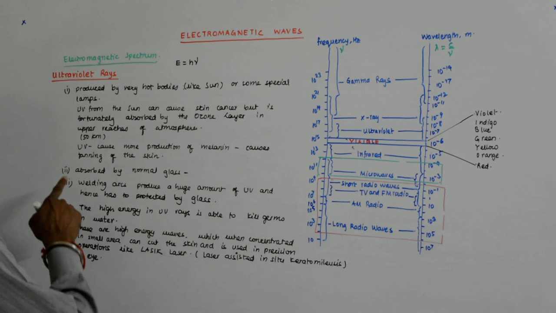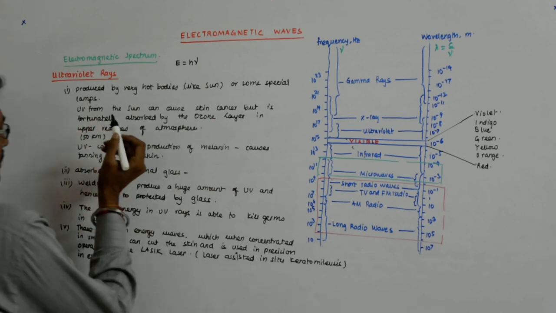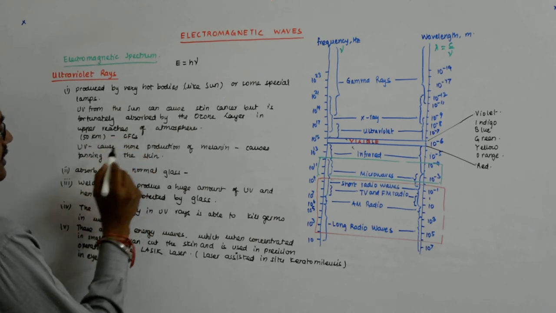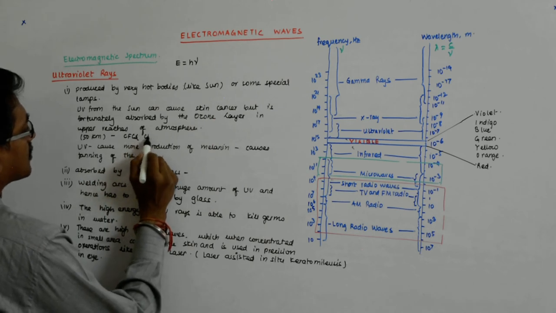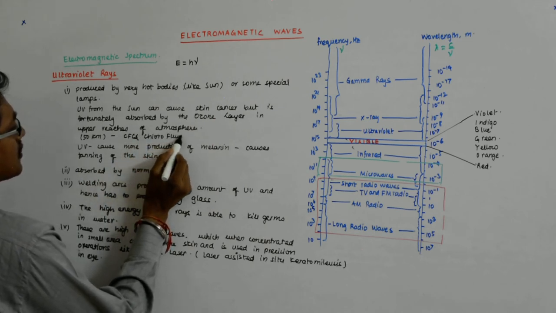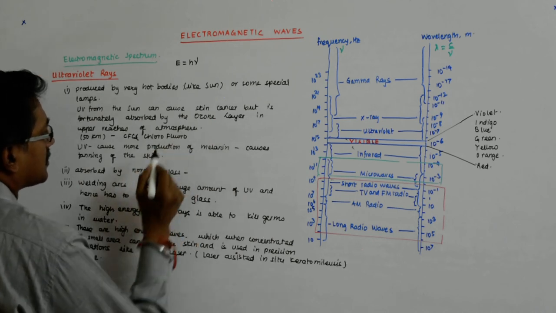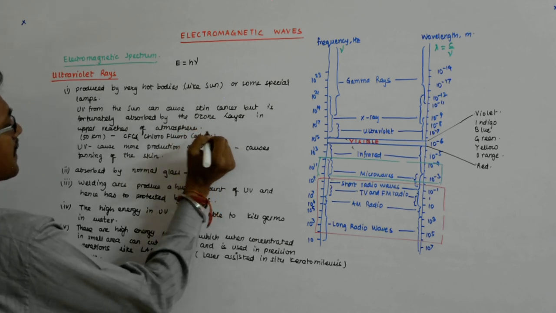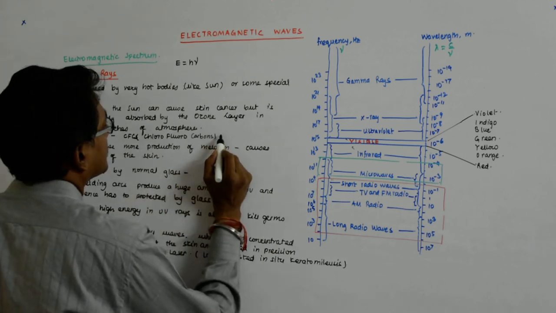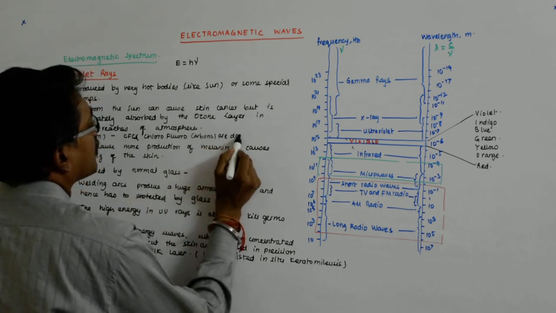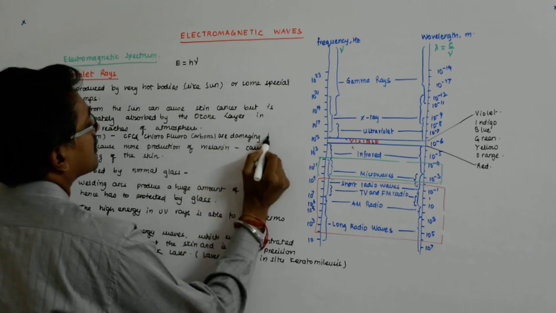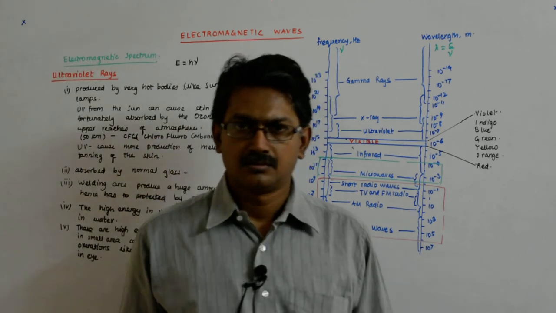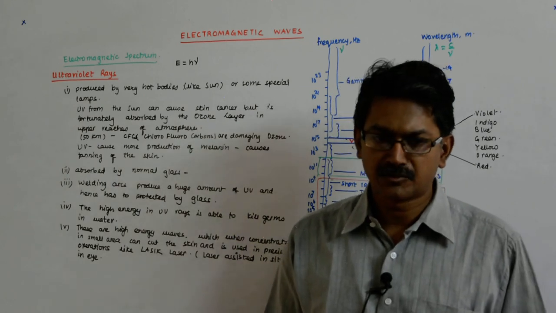Though we are protected by ozone here, right? What happens? There are CFCs. So CFCs, what are they? Chlorofluorocarbons, right? Chlorofluorocarbons are damaging your ozone, right? And hence the need for protection against the ozone layer depletion comes into play, correct?